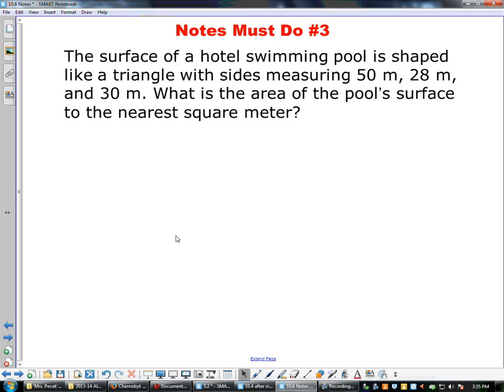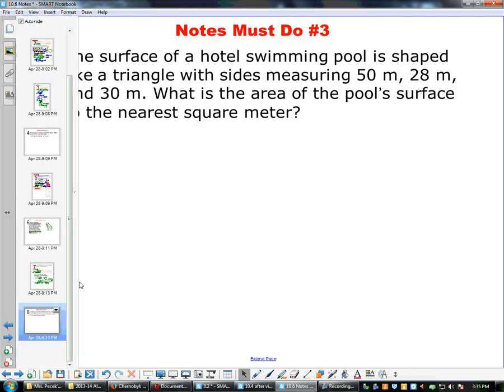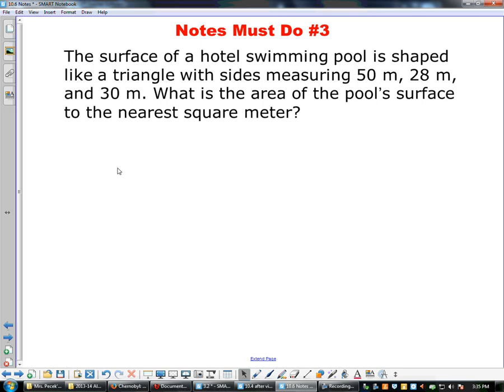All right, that brings up your last notes must do. The surface of a hotel swimming pool is shaped like a triangle with sides measuring 50 meters, 28 meters, and 30 meters. So you are going to find the area of the pool surface to the nearest square meter. So use Heron's formula, find that semi-perimeter first, plug everything in, and you should be all good.